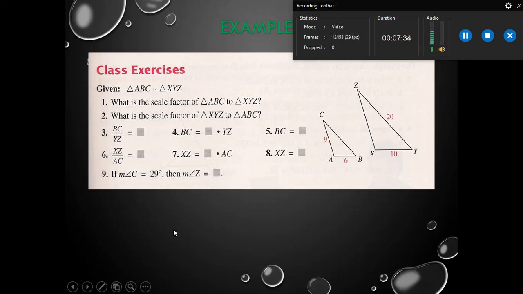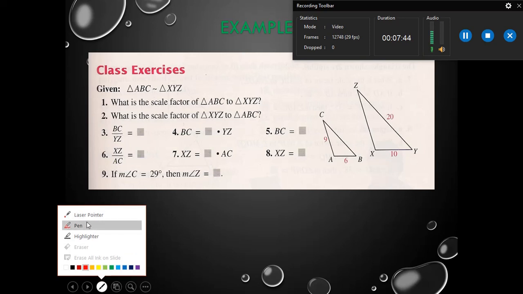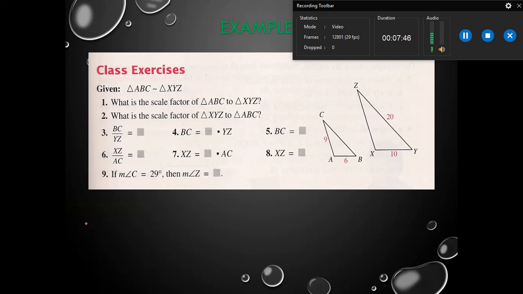For our last set of examples, they're telling me that triangle ABC is similar to triangle XYZ. That means the angle measures and corresponding positions are the same, and the sides should be in a consistent ratio.